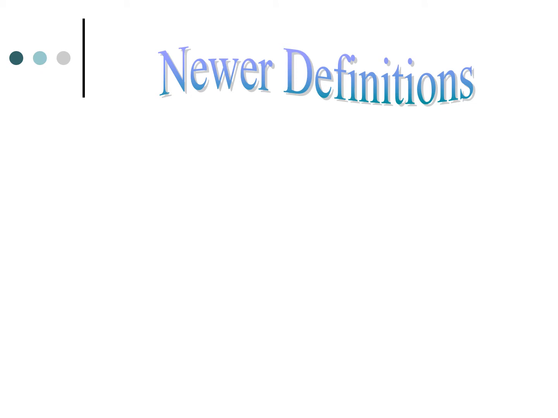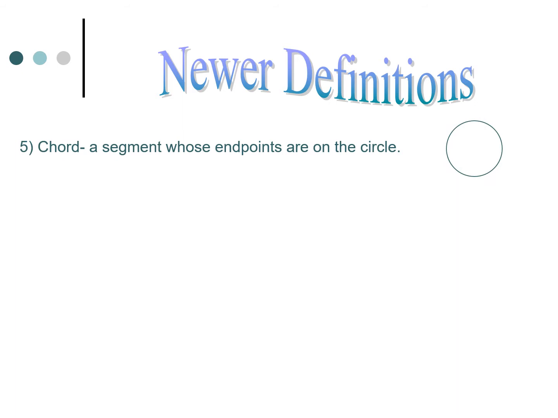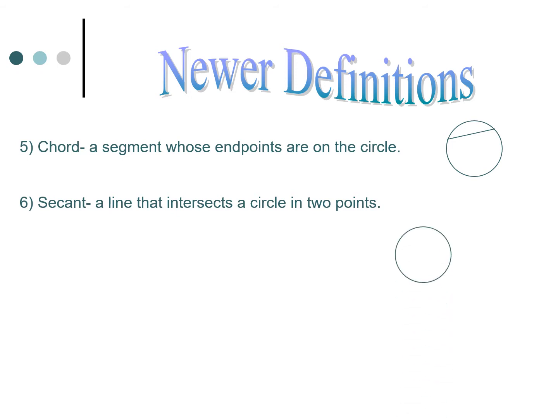Here are some newer definitions. A chord is a segment whose endpoints are on the circle. There's a circle, there's a chord. Its endpoints are on the circle. A secant is a line that intersects the circle in 2 points. Here's a circle. There's the secant line. It goes through the circle and hits it in 2 different places.